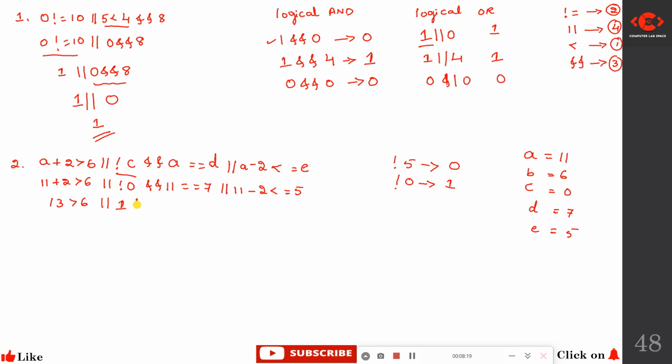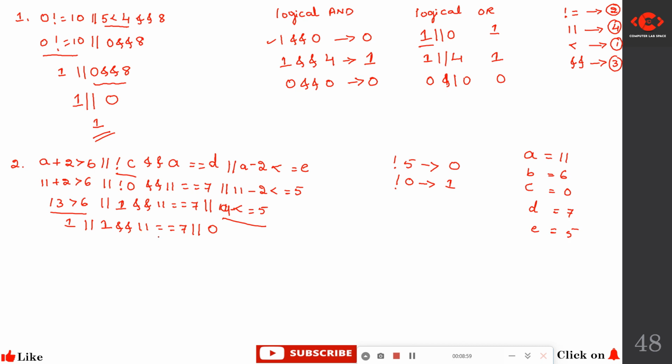Is it clear? Then 11 equals 7, then it is the OR operator, then 11 minus 2, you can directly write it as 9 less than equals 5. Right, we have solved this much. Then it is easier for us to solve. Is 13 greater than 6? Yes, the condition is true. So 1, or then 1, and 11 equals 7. Since we are giving the priority to the relational operators, I am solving this. Okay, 9 less than equals 5, the condition is false here, so it results in 0.